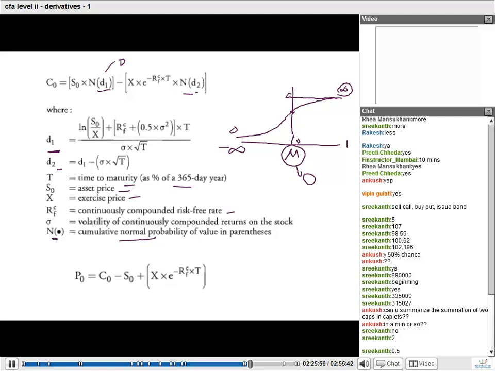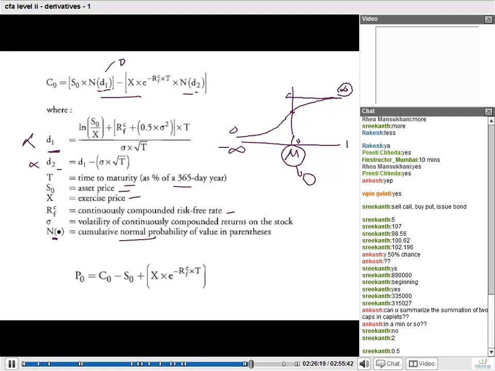This value will vary between 0 and 1. So you need to remember, no need to remember D1 and D2. It will help, it doesn't harm to remember. However, you must remember the Black-Scholes formula. It is S0 N(D1) minus X e raised to power minus RT into N(D2).